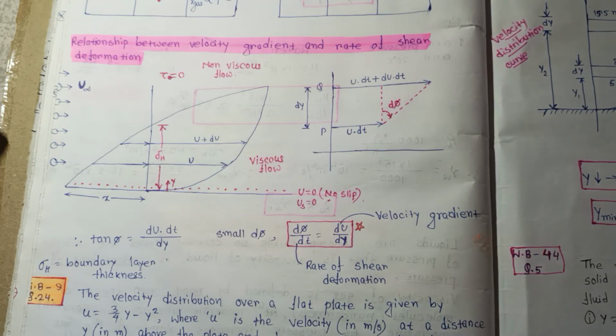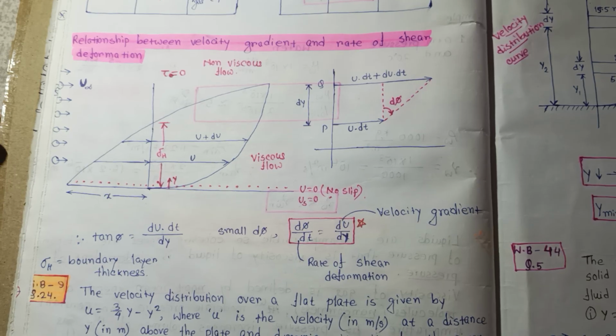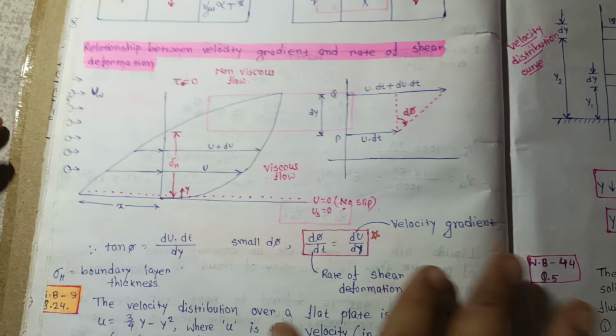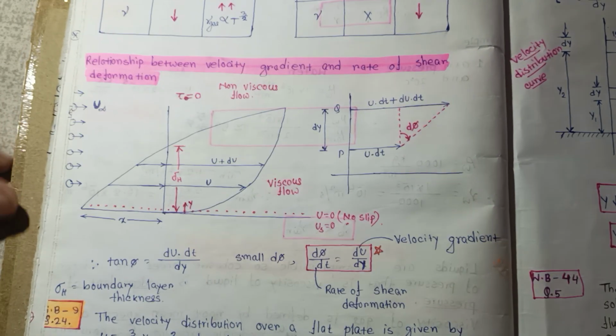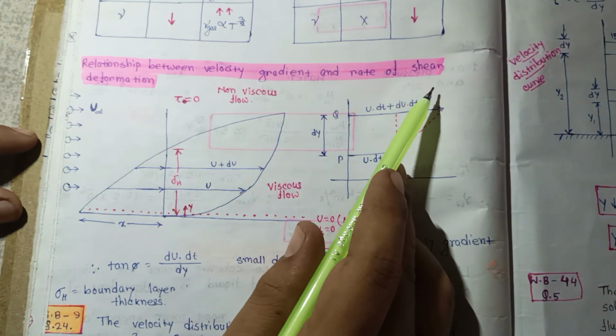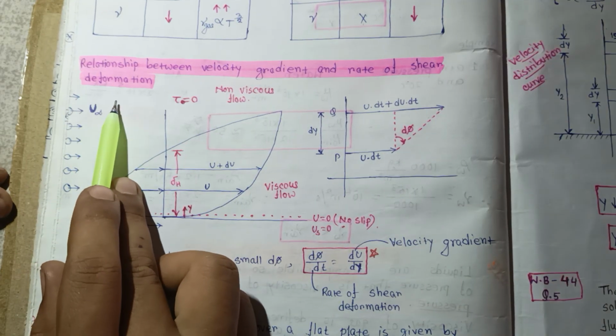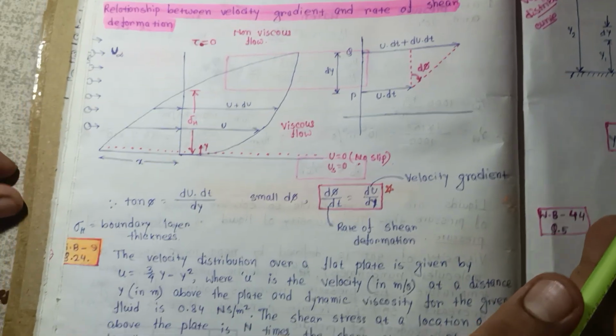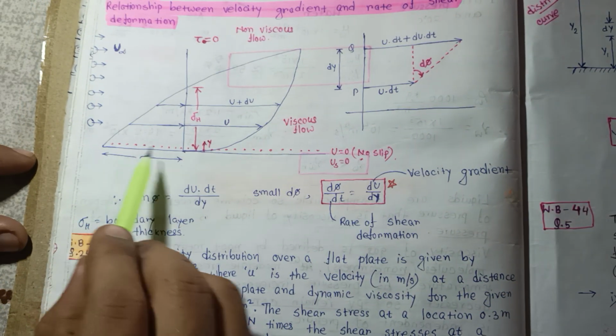Hello friends, in the last lecture we understood how viscosity and kinematic viscosity change with respect to temperature and pressure. In this lecture we'll understand the relationship between the velocity gradient and the rate of shear deformation. So consider there is a solid wall.